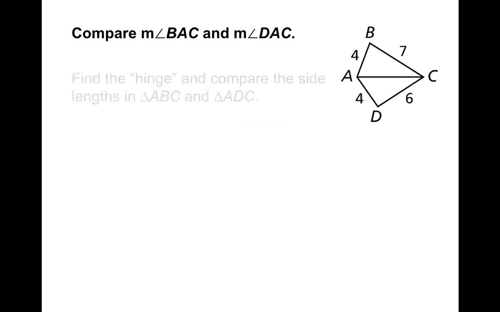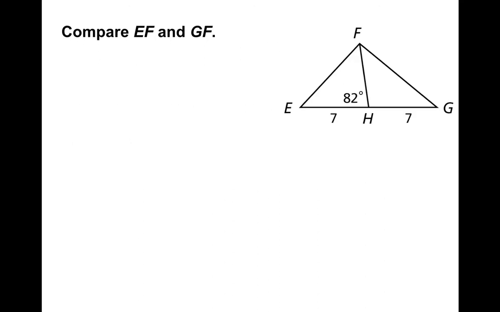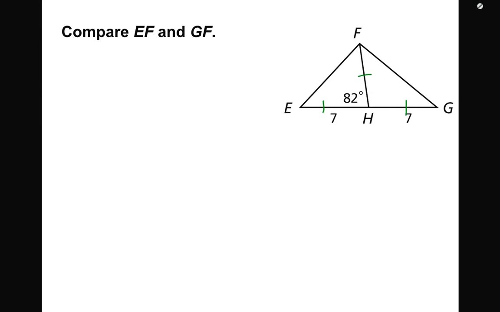Here's the written out solution to that. We're using the converse of the hinge theorem because it didn't give us the size of the angle hinge. It gave us the length of the third side in the triangle. Okay, for this one, try and find the hinge, the sevens, and then the reflexive side.